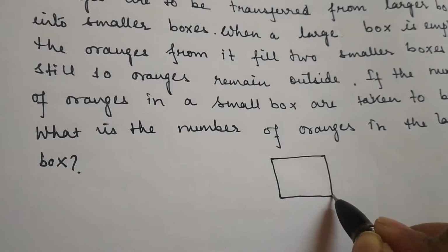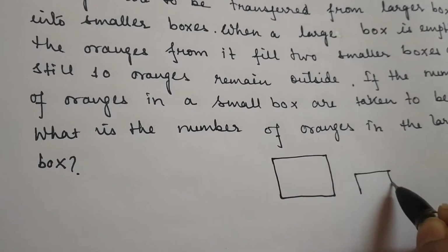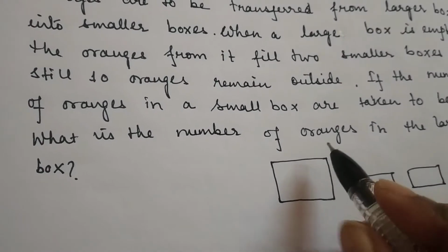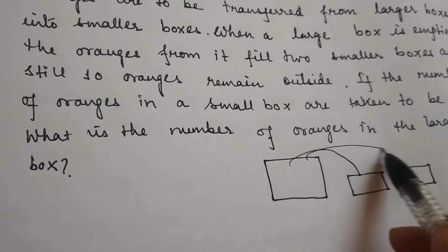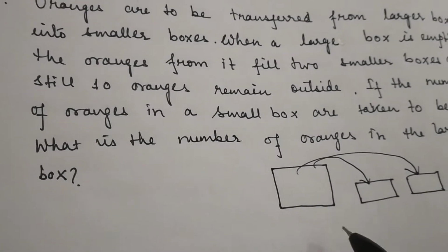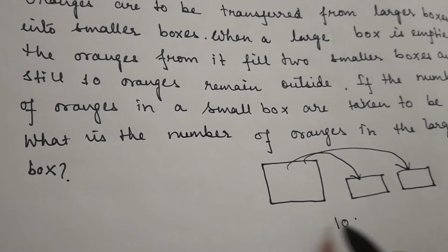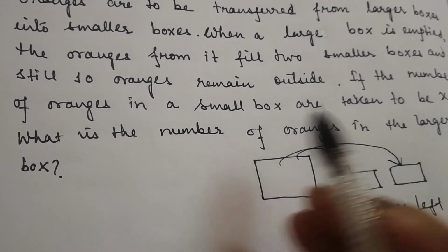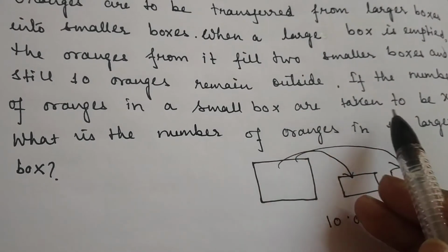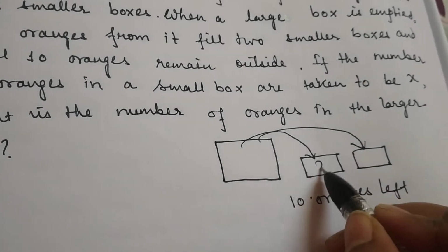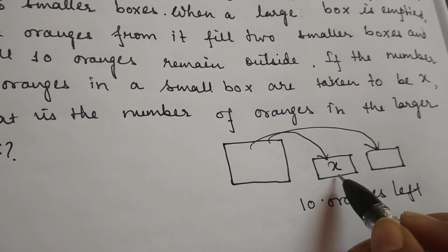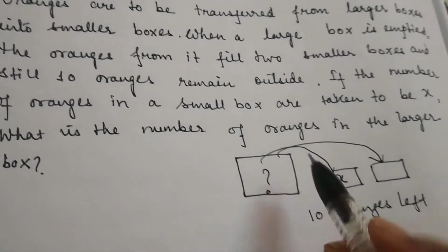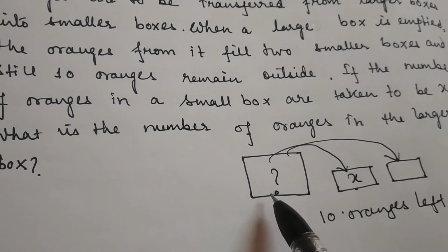And from this bigger box, oranges are transferred to smaller boxes, like this. And after transferring from the bigger box to the smaller two boxes, still 10 oranges are left. If the number of oranges in a small box is taken to be x, then what is the number of oranges in the larger box? We have to find how many oranges are there in this box.